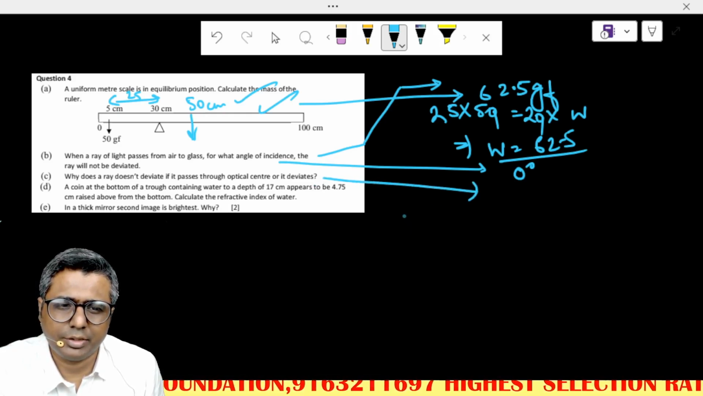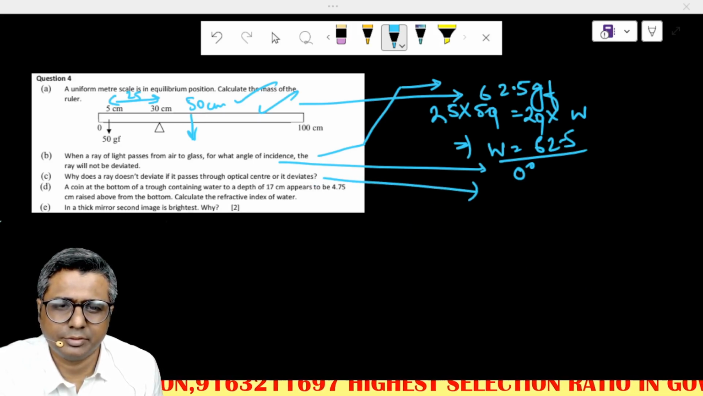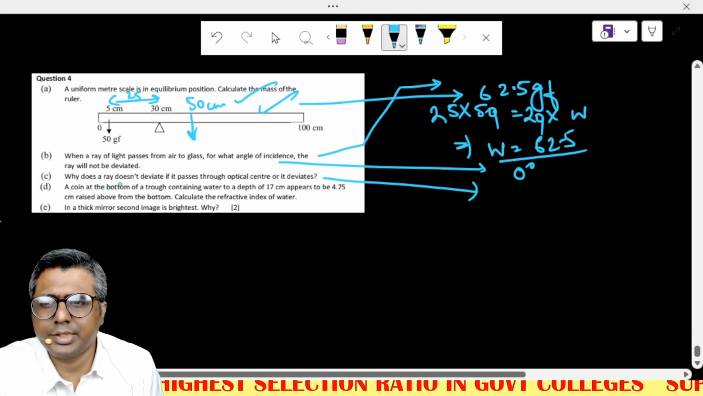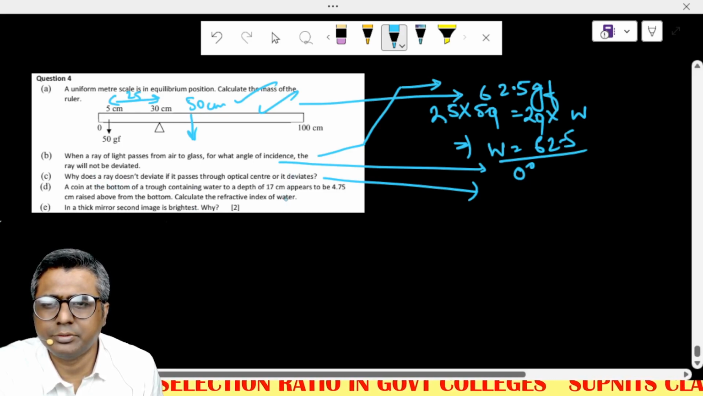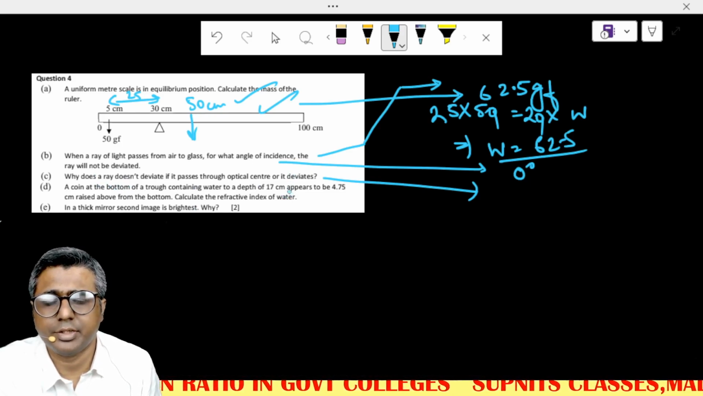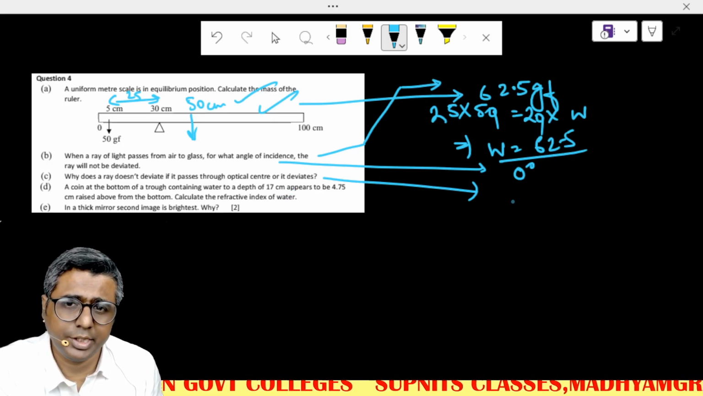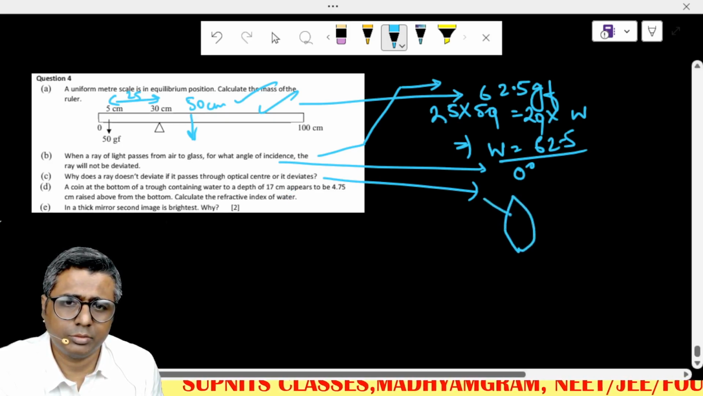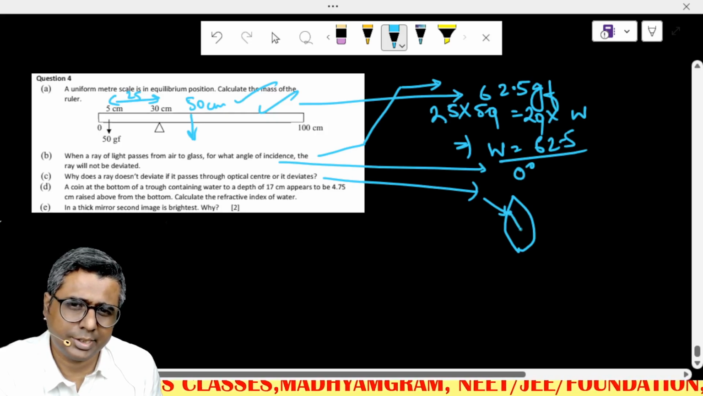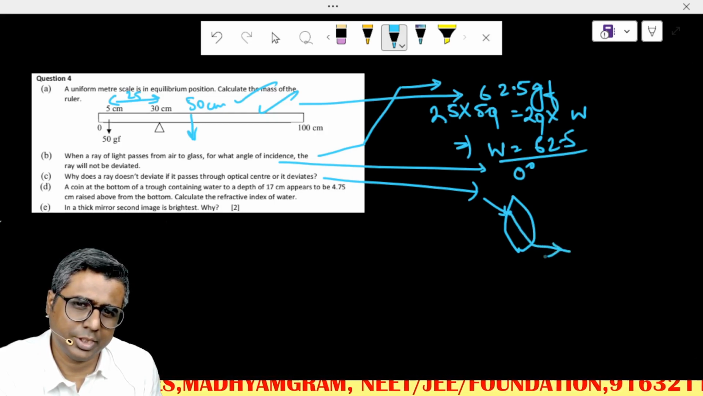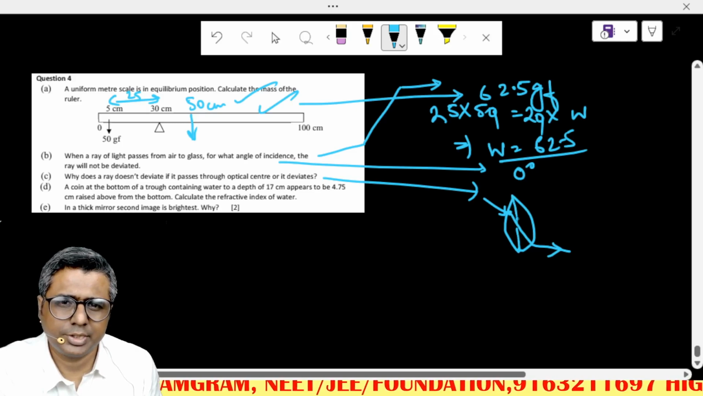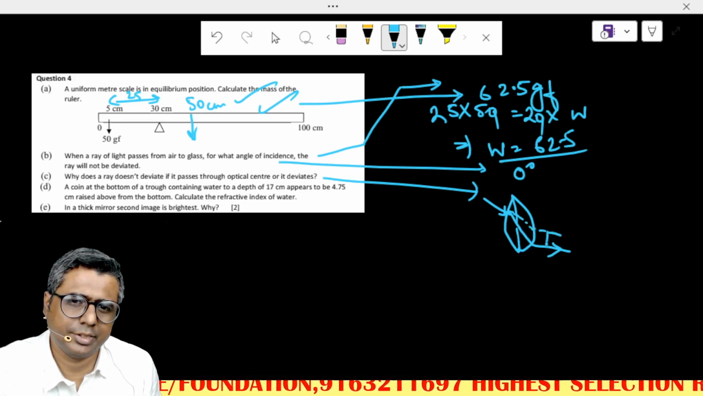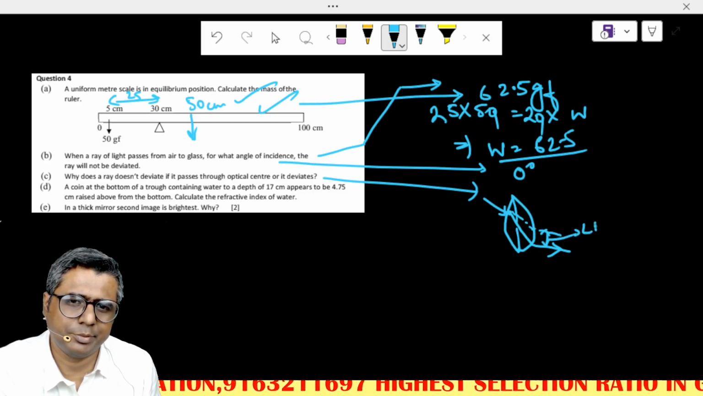What happens to this one? Nice question, very nice question. So why does a ray not deviate if it passes through the optical center, or does it deviate? Actually, the ray deviates. So by diagram you need to show how the ray deviates like this and then it goes like this. It is kind of a glass slab where there is a lateral displacement occurring.